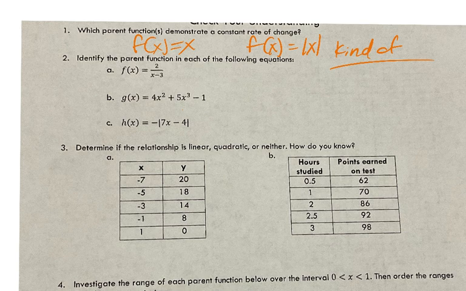Anyways, 2. Can you identify the parent function of each of the following equations? If f of x equals 2 over x minus 3, which is my parent function? F of x equals 1 over x. Yep. Is everybody okay with that? Next, g of x equals 4x squared plus 5x cubed minus 1. F of x equals x cubed. That is also correct. Take the highest powered term. C. F of x equals absolute value of x. Very good. Questions?